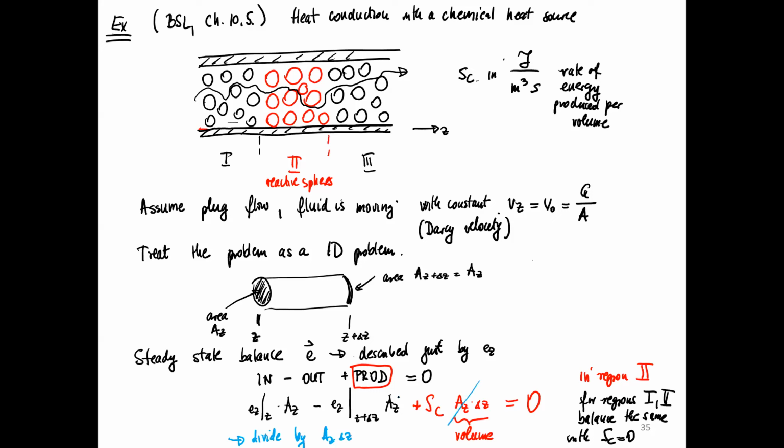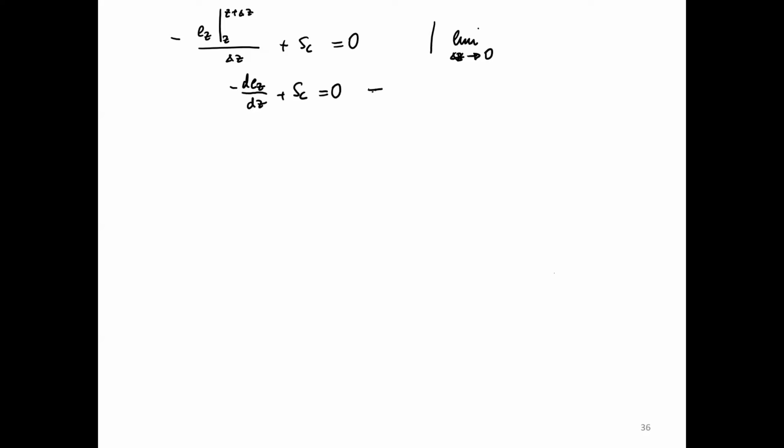Basically my AZ term I can immediately remove, and I'm going to have these first two terms: negative EZ at Z plus delta Z minus EZ at Z, divided by delta Z. That reminds me of a derivative. It's a finite difference. And plus SC is equal to 0. So when I take the limit as delta Z goes to 0, I'm going to get minus dEZ/dZ plus SC equal to 0, or dEZ/dZ is equal to SC.